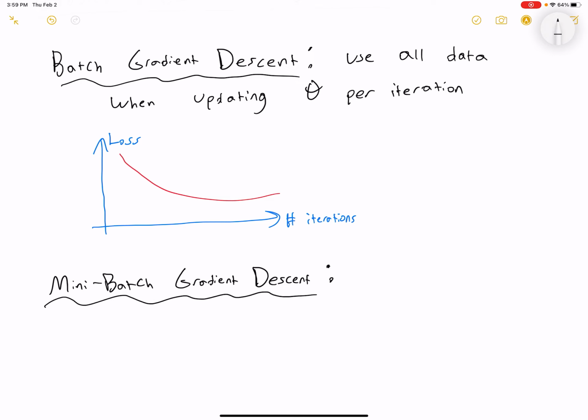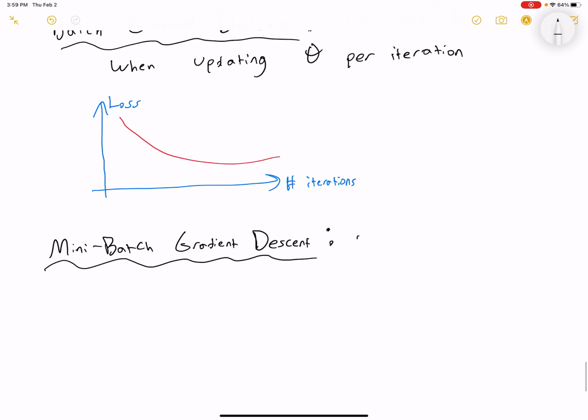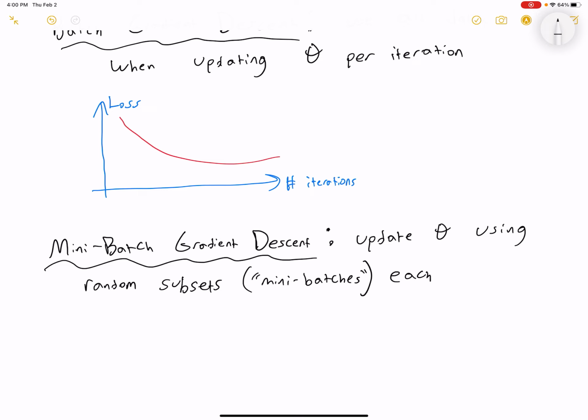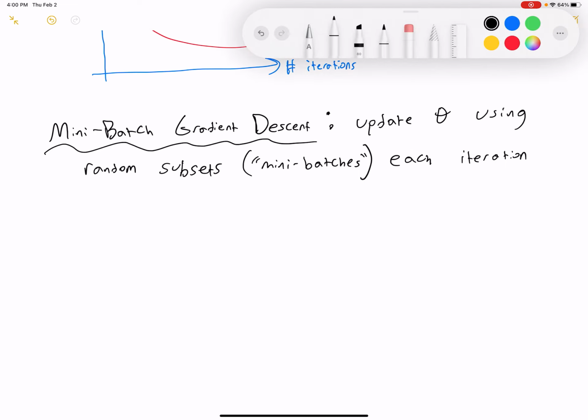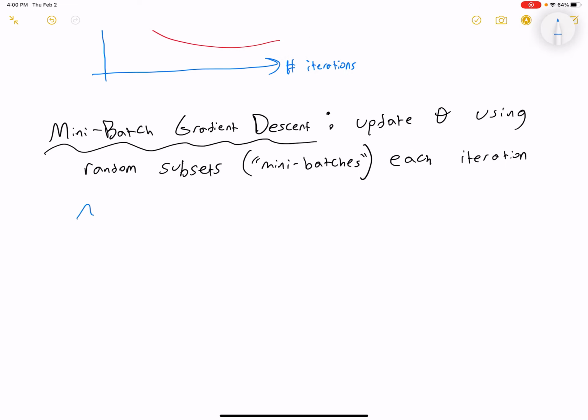Where you update your theta using random subsets, mini batches, each iteration, and number of iterations.